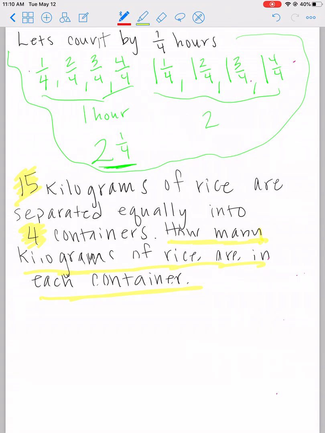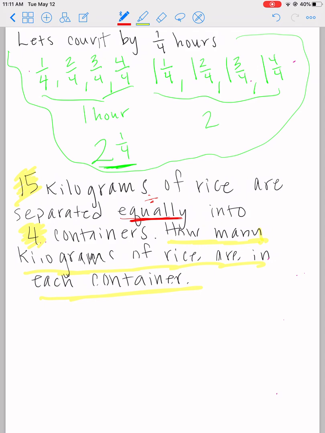So if I were going to try and draw this, I think I would do, since there's equally into 4, remember this is a key word, equally. So usually that equal stands for divide. If something needs to be put in equal groups, then you're going to be dividing it.